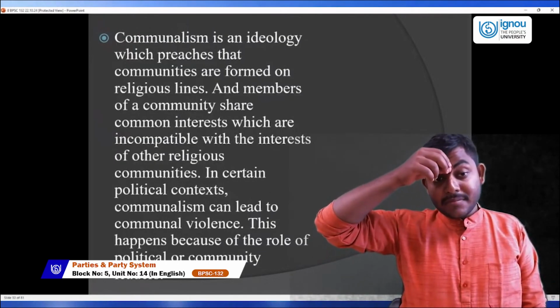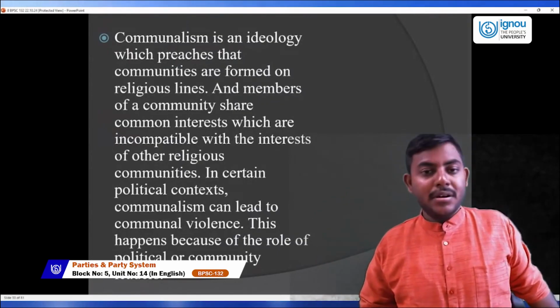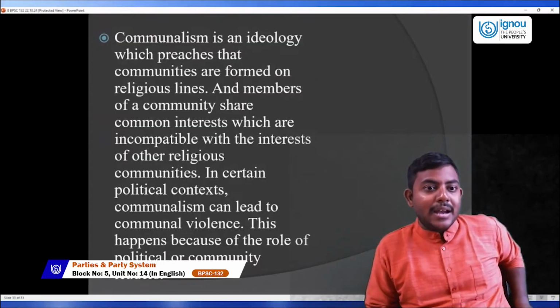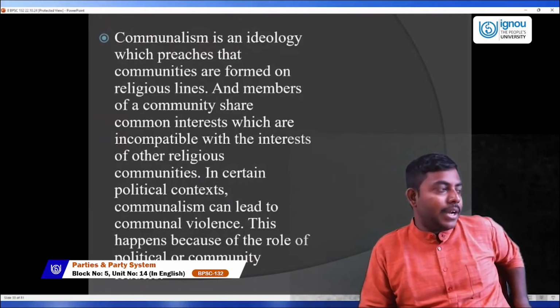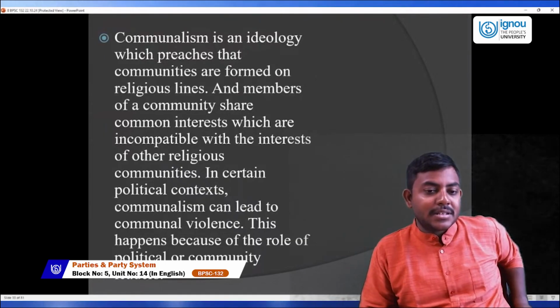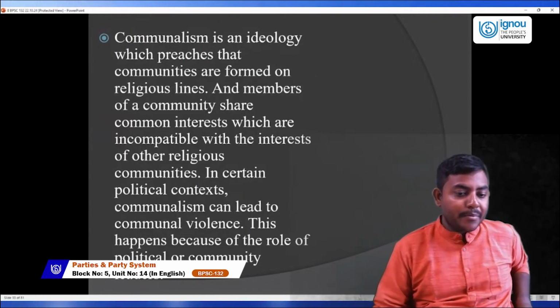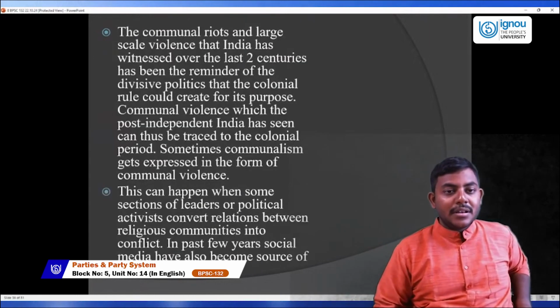So communalism is an ideology which preaches that communities are formed on religious lines and members of a community share common interests which are incompatible with the interests of other religious communities. In certain political contexts, communalism can lead to communal violence. This happens because of the role of political or community leaders.